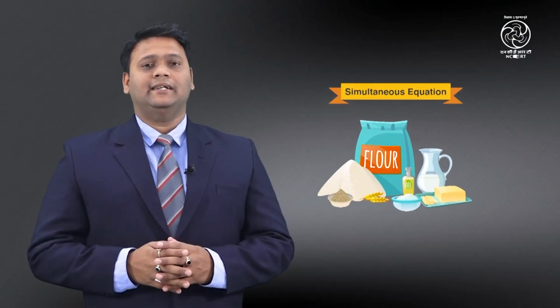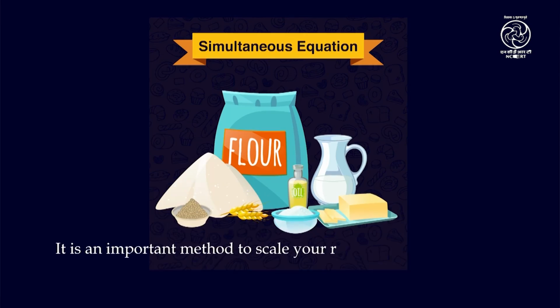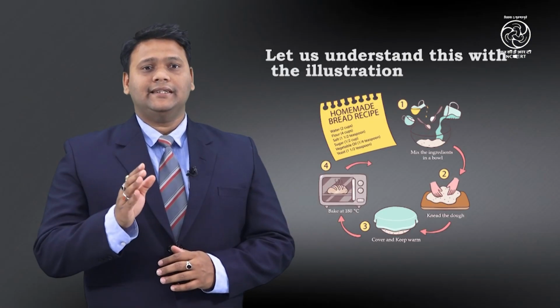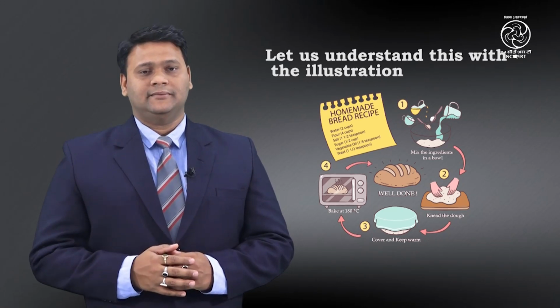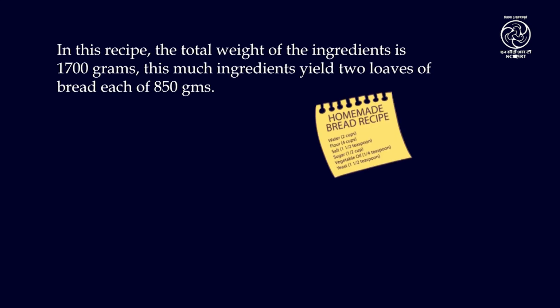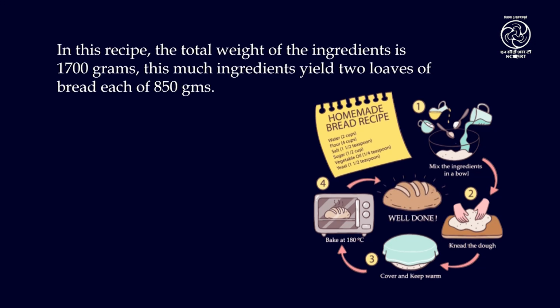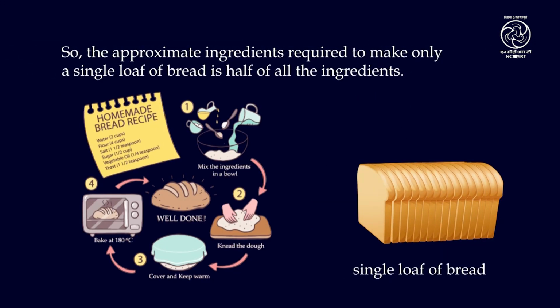Third is simultaneous equation. It is an important method to scale your recipe up or down based on the number of pieces of products you want to make. Students, let us understand this with an illustration. In this recipe, the total weight of the ingredients is 1700 grams. This much of ingredients yields 2 loaves of bread, each of 850 grams. So, the approximate ingredients required to make only a single loaf of bread is half of all the ingredients.